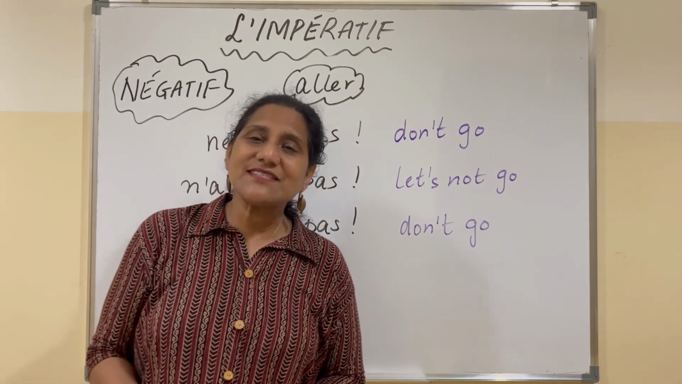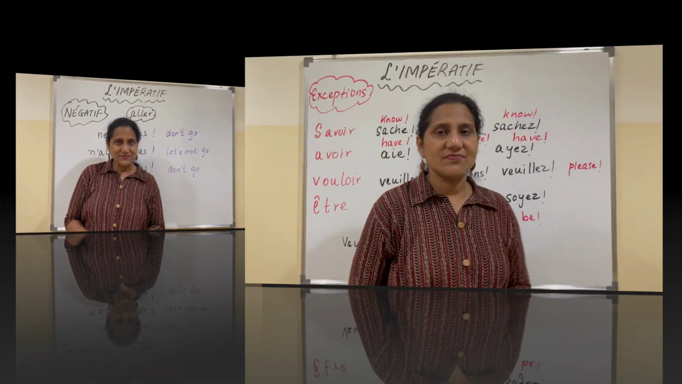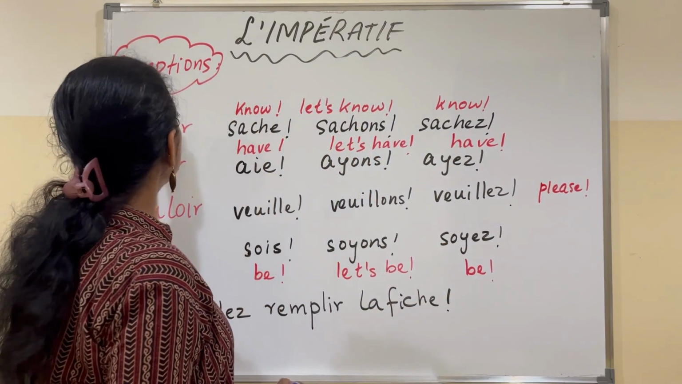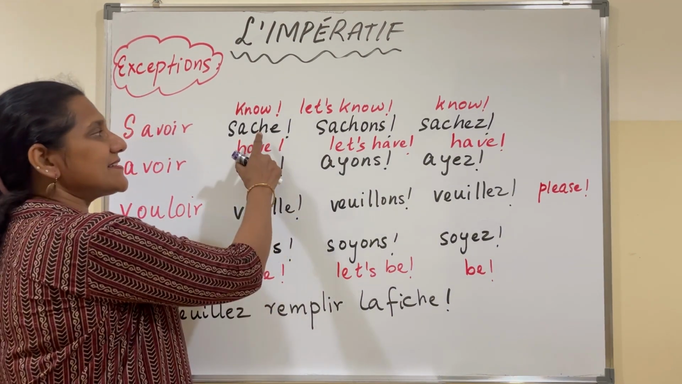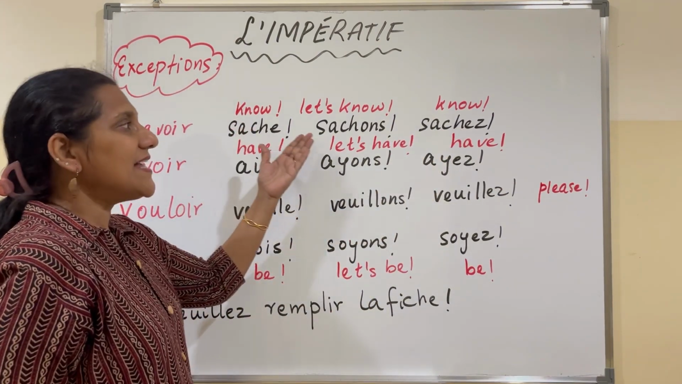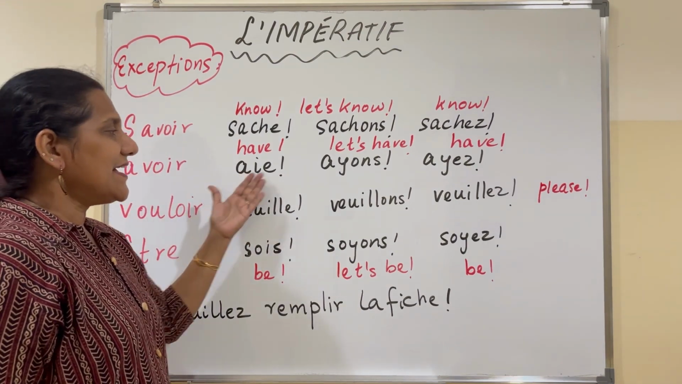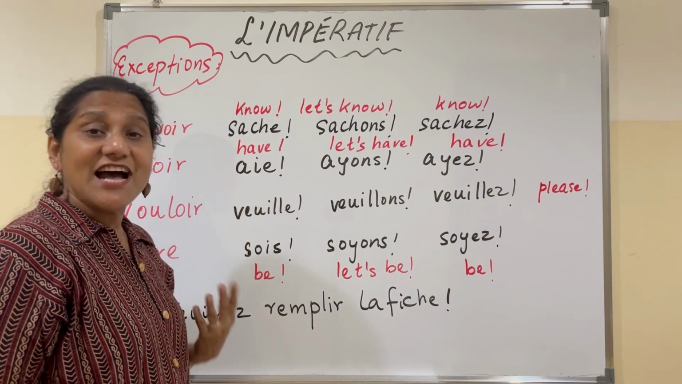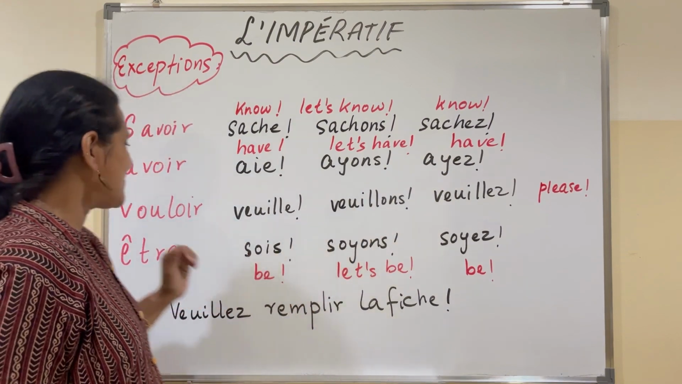Now, let's look at some exceptions in imperative formation. Here are the exceptions. Savoir. The conjugation in imperative tense is sache, sachons, sachez, which means know, let's know and know. Avoir, aie, ayons, ayez, which has the meaning of have. Have patience, for example. Let's have patience, have patience.